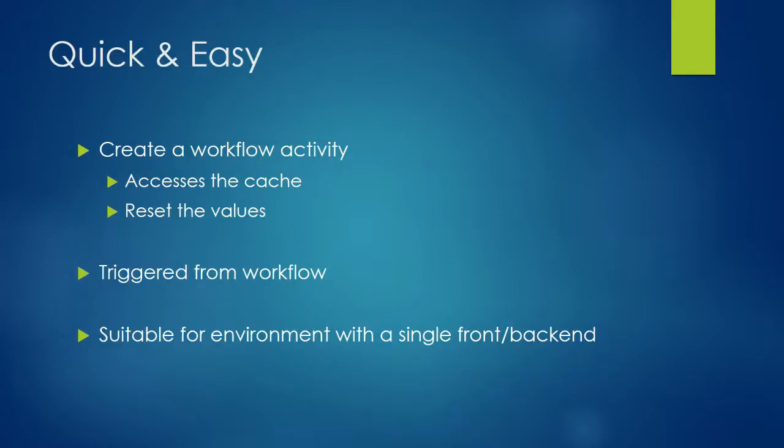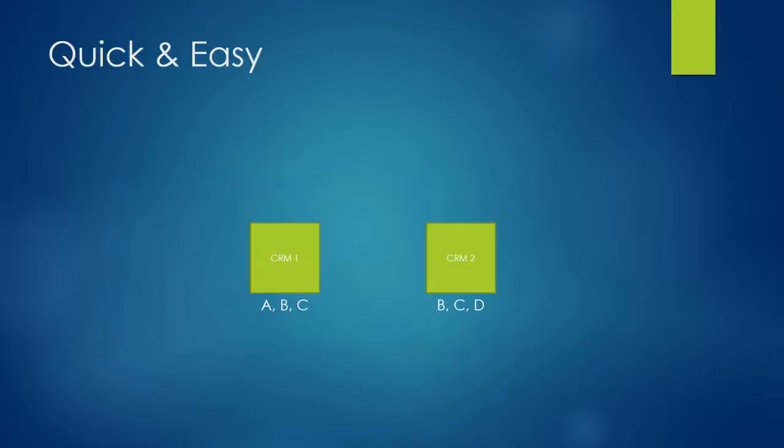This approach uses a custom workflow activity, which has been built to access the cache using the instance and then reset the values. This could be emptying a list or setting the values to null. It is triggered from a workflow, so it could be configured to refresh automatically on the change of something, or used on demand for, say, testing or development purposes. This approach is only really suitable for environments with a single front-end or back-end server.